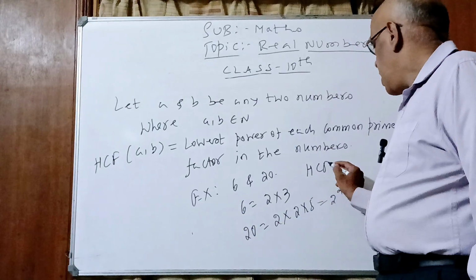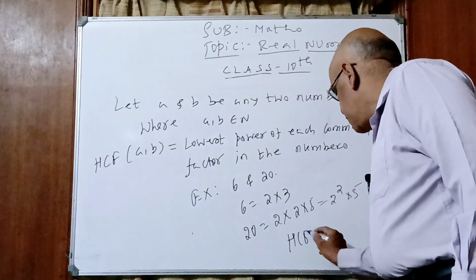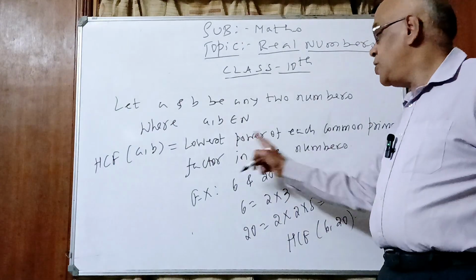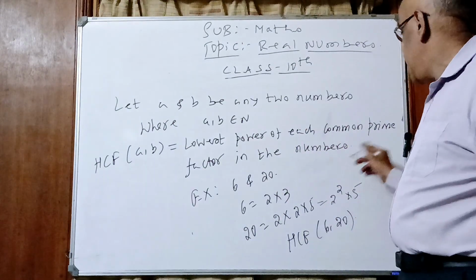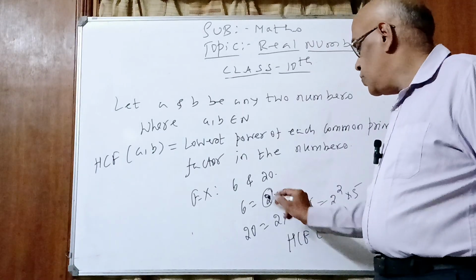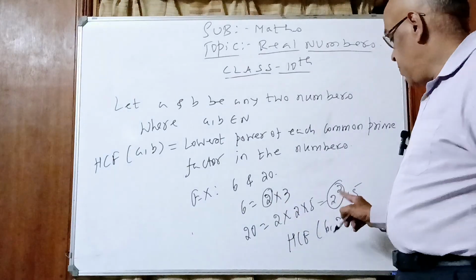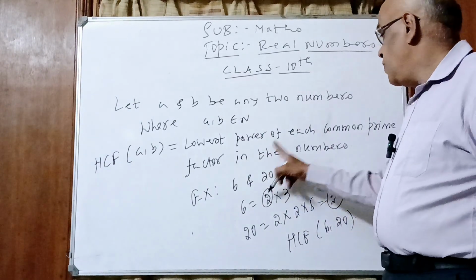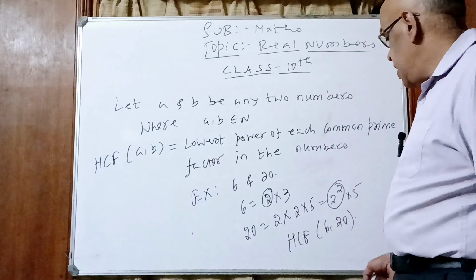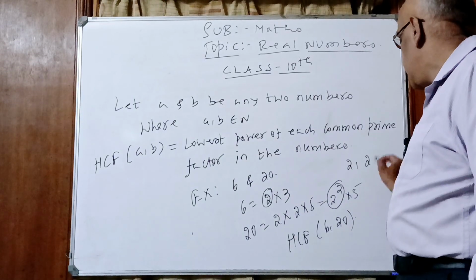What is the highest common factor of A comma B? HCF of 6 comma 20. What is it, children? Lowest power of each common prime factor in the numbers. Yes or no? What is the common factor? 2. What is the power of 2 here? 1. What is the power of 2 here? 2. Lowest power of each common factor. Which is the common factor between 6 and 20? Only 2.